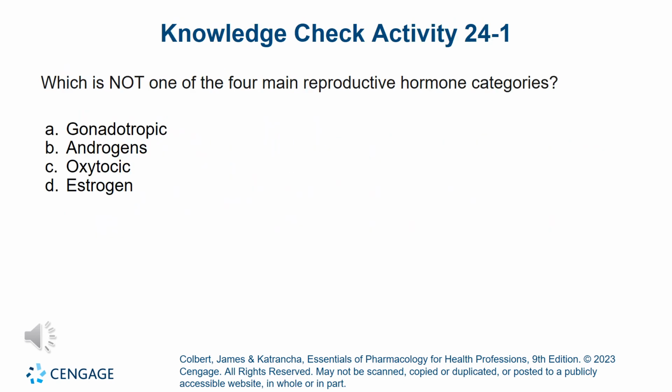Knowledge check activity 24-1, which is not one of the four main reproductive hormone categories? Is it A, gonadotropic, B, androgens, C, oxytocin, or D, estrogen? Write your answer down and the answers will be revealed at the end of the video.